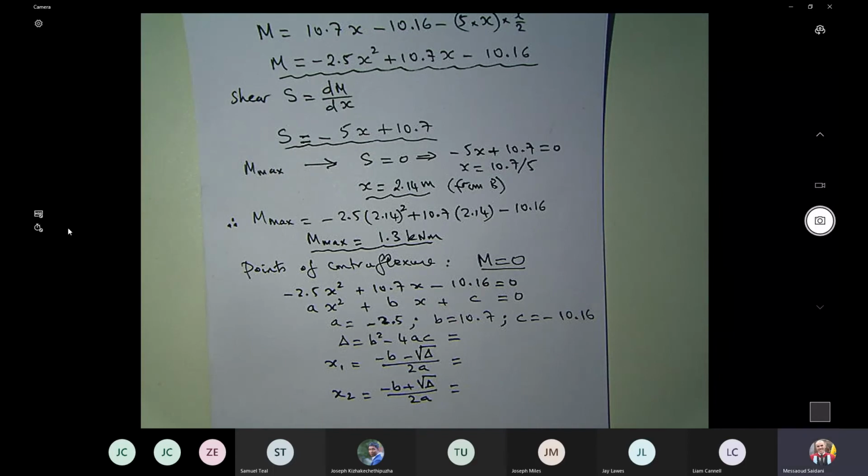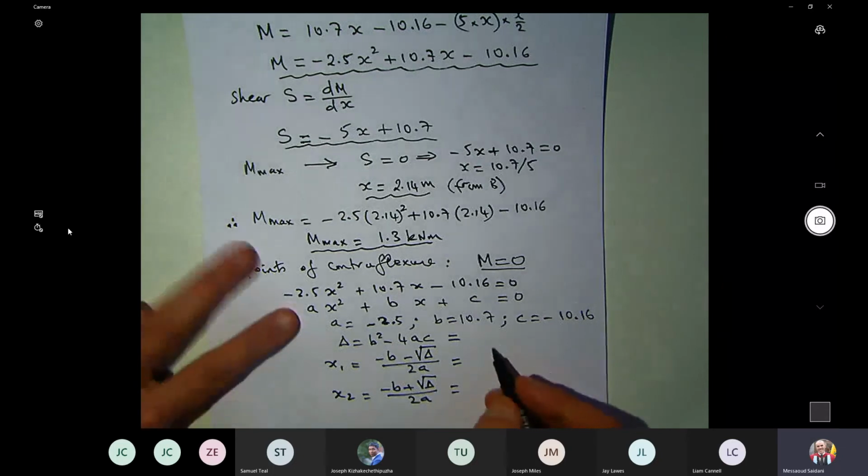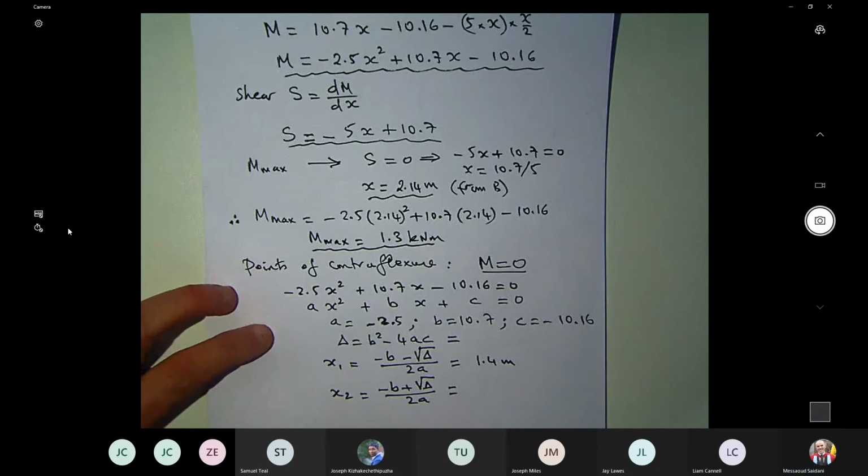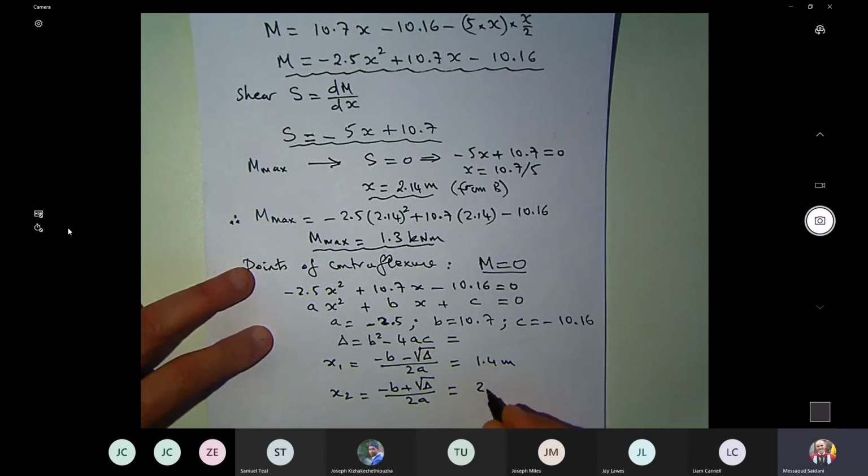What is delta? It will be a large number. Yeah, or directly on your calculator, it doesn't matter. As long as you give me the answers for x1 and x2. X1 is 1.4. X2 is 2.86.